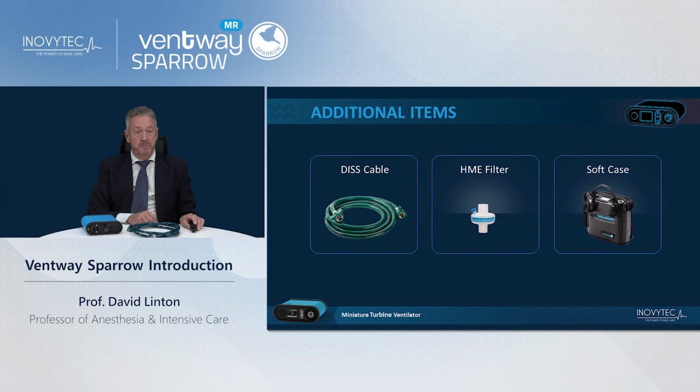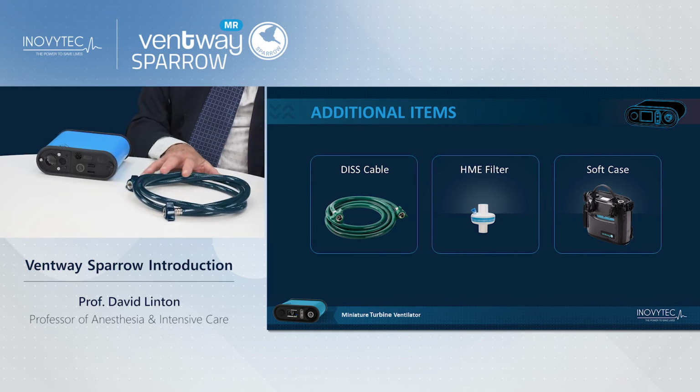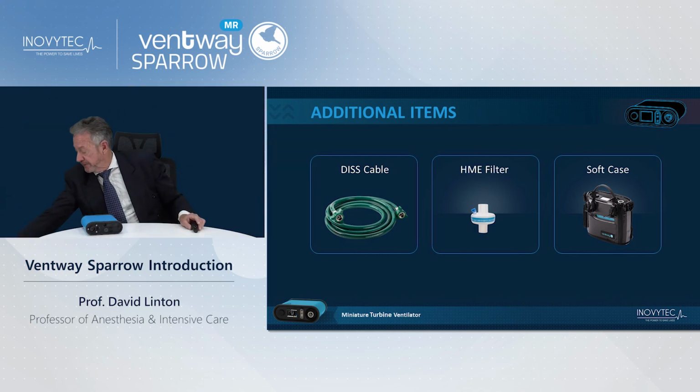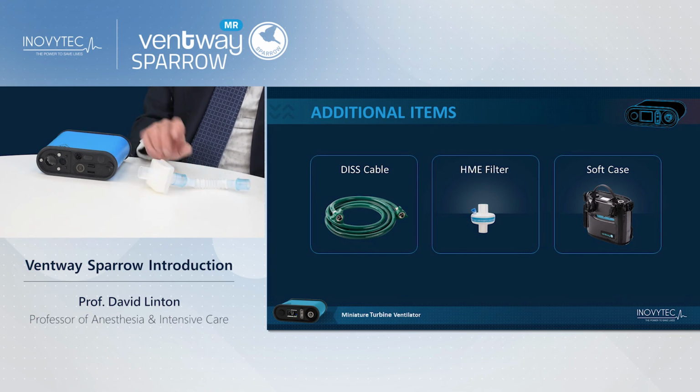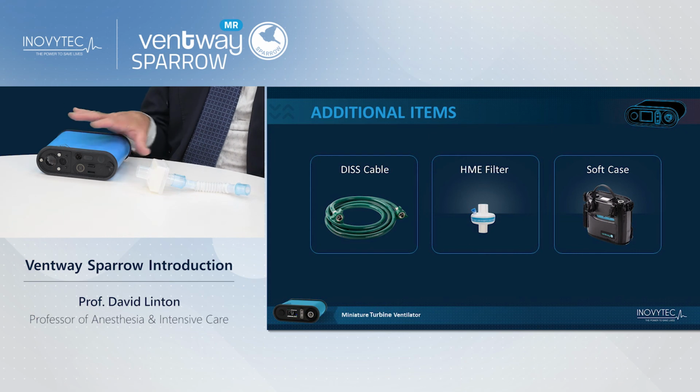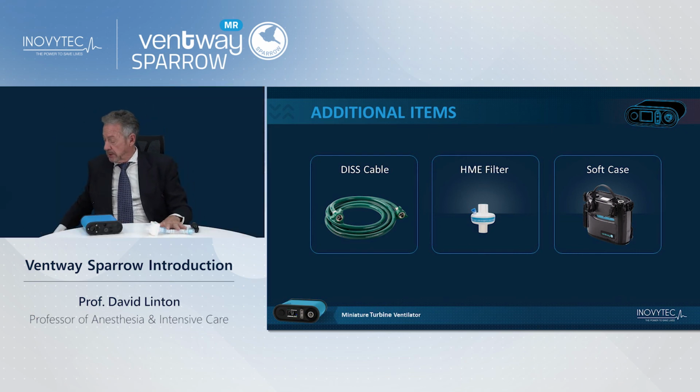Additional items that you may need are a disc cable to get the oxygen from the pressure wall to the machine, a filter to protect the patient from the machine and circuit, and also to keep the machine clean. And we usually put the filter between the patient connection and the circuit.